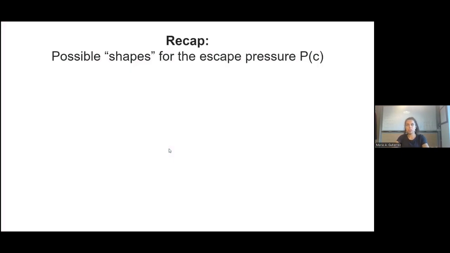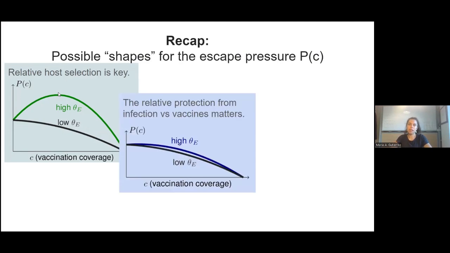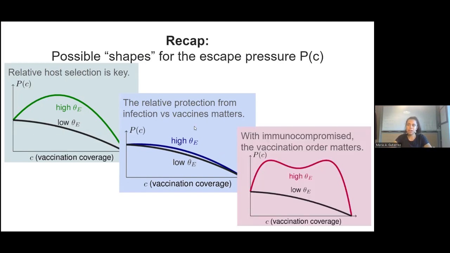So just to recap, for now, the possible shapes of the escape pressure: we first saw that relative host selection is key. So that's why this parameter theta is really important. It's not always a peak at intermediate vaccination levels. And the relative protection from infections versus vaccines also matters, because we saw here an example where with really protective vaccines, the escape pressure is always decreasing. And finally, the last example is that if you include population heterogeneity, especially immunocompromised hosts, then it matters a lot in which order you vaccinate the population.